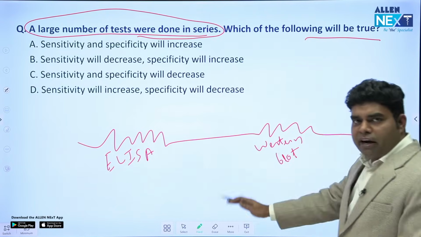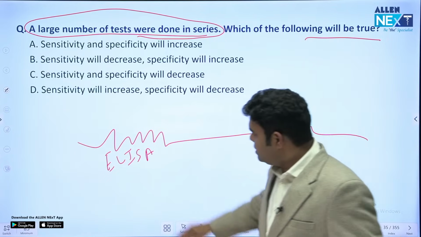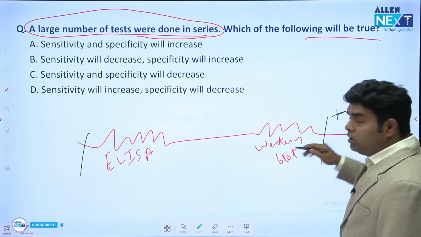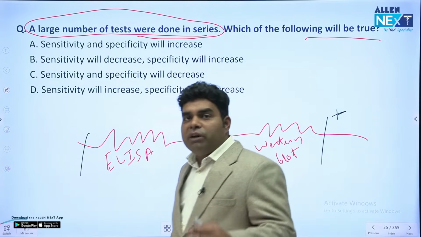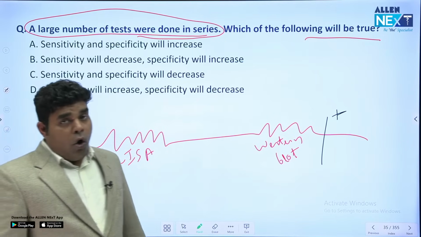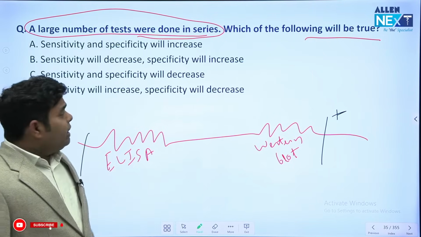टेस्ट इन सीरीज मींस वन आफ्टर अनदर वी डू टू और मोर देन 2 टेस्ट, एंड अगर दोनों में पॉजिटिव आया, ओनली इफ बोथ द टेस्ट रिजल्ट आर पॉजिटिव, ओनली देन वी कॉल हिम एज ट्रू पॉजिटिव और डिजीज. और व्हाट इज सेंसिटिविटी?